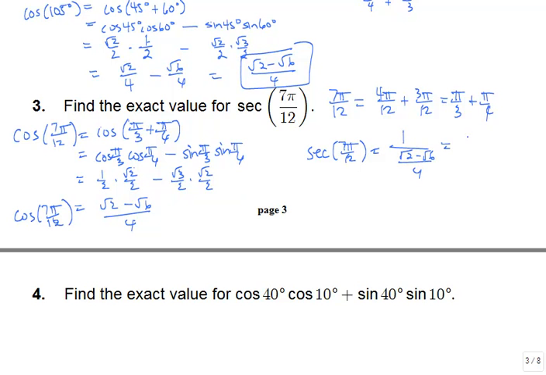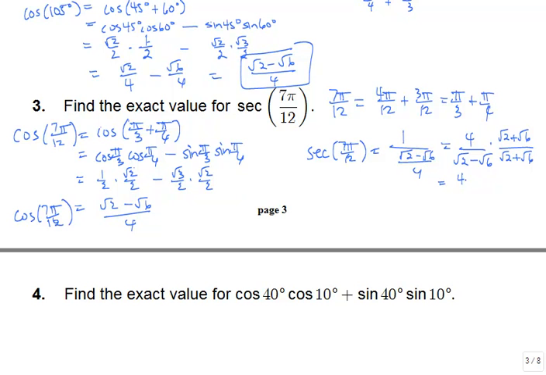So we have to flip it over. So 4 over root 2 minus root 6. Now it depends on your instructor. Usually I'm fine with leaving radicals in the denominator, but if you're checking answers in the back of the book, or if you have a different instructor, they may require you to rationalize the denominator, which would require you using a conjugate. So I'm going to have to multiply by root 2 plus root 6.